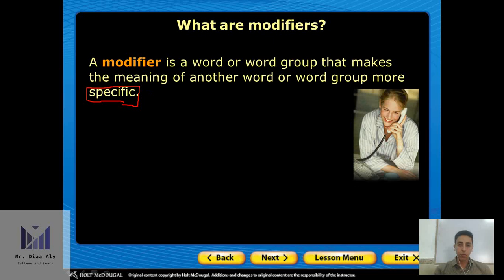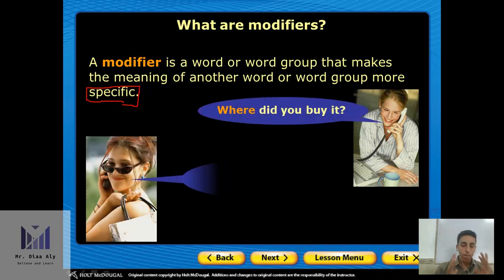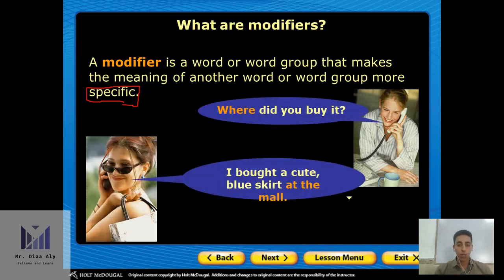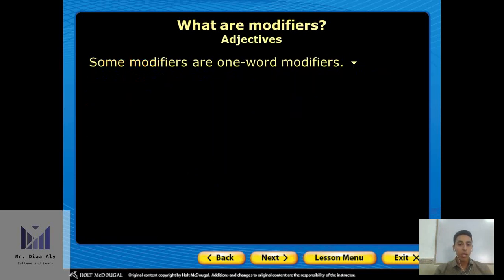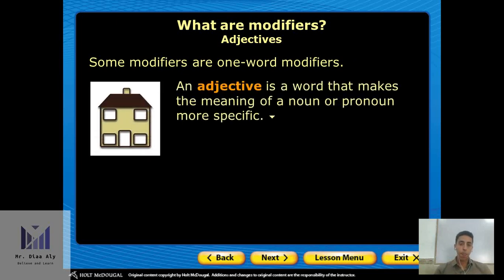So let us continue. First of all, we are going to speak about the first group of modifiers. The first group of modifiers are just one-word modifiers. We have just two, adjectives and adverbs.